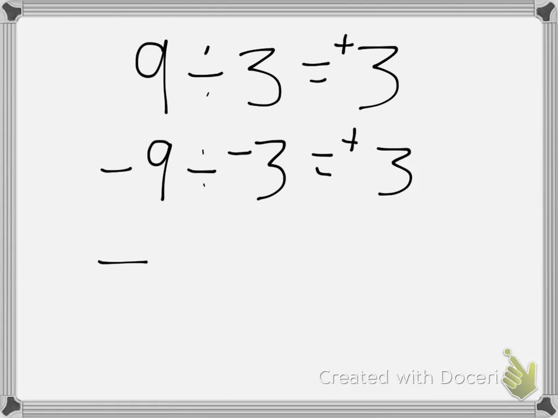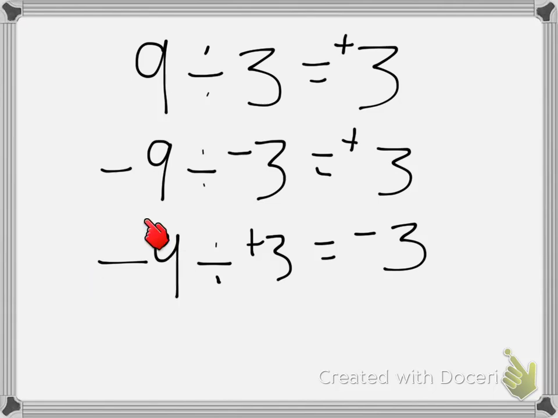Now, if you had negative 9 divided by positive 3, then you're going to have a negative number. The only time you have a negative number is when you have a negative with a positive, just like this. We got a negative with a positive, so the answer is going to be negative.